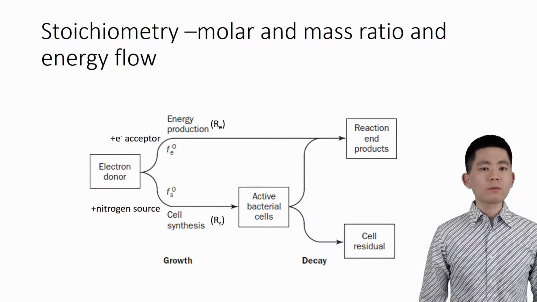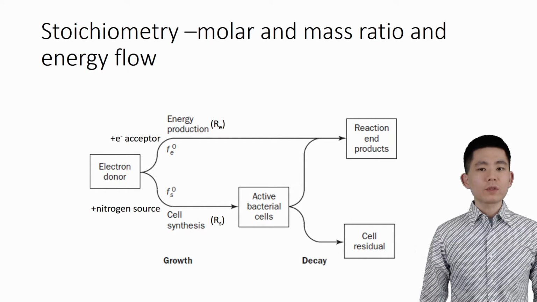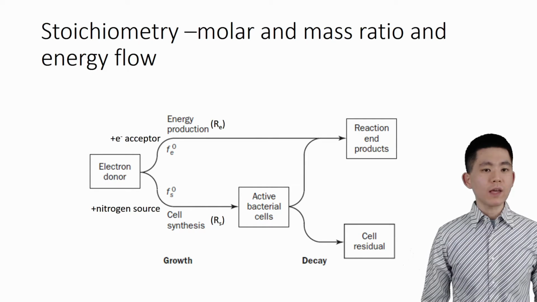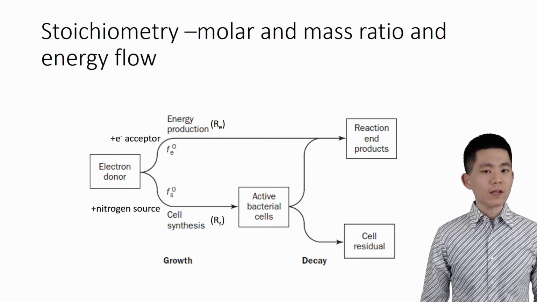Stoichiometry looks at the molar and mass ratio in a chemical or biochemical reaction, which is closely tied to the energy flow. This graph shows the energy flow for cell synthesis when the electron donor is broken down. In reality, the electron and energy carriers like NADH and ATP generated during catabolic redox reaction from the electron donor is used for anabolic cell synthesis.